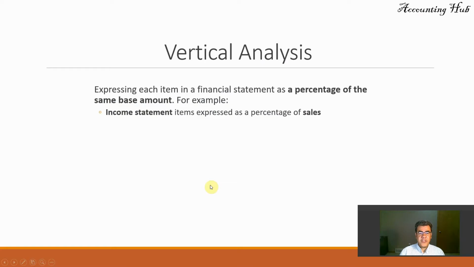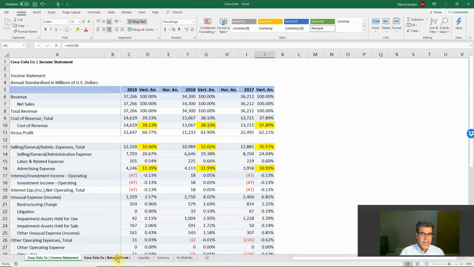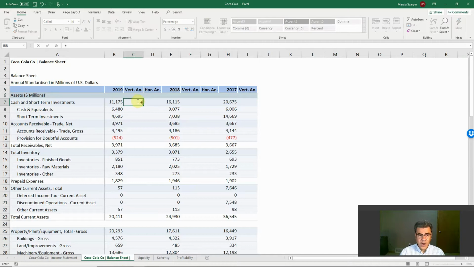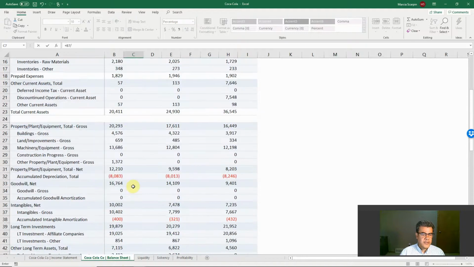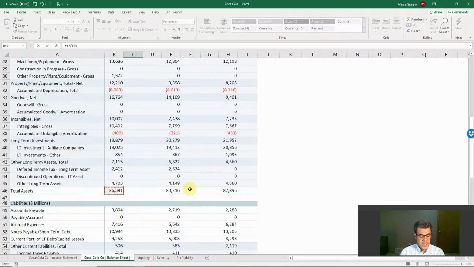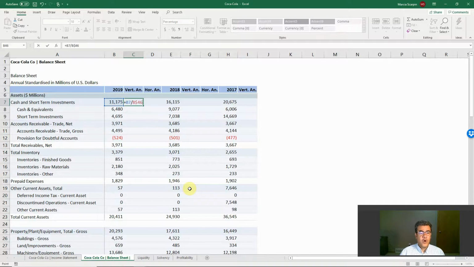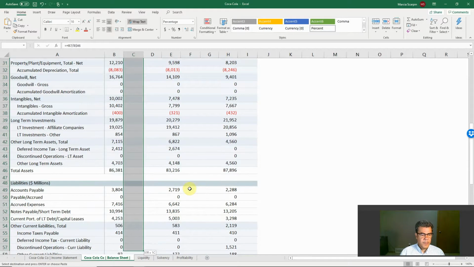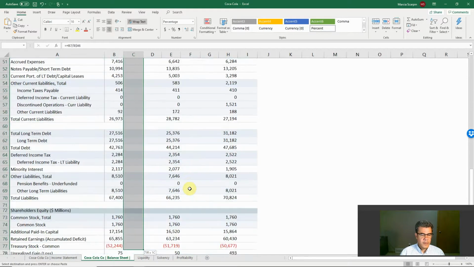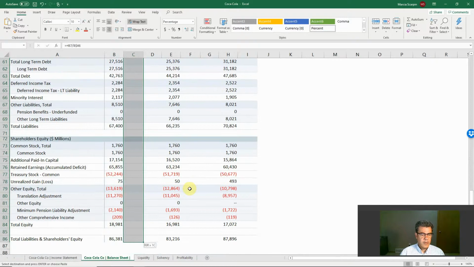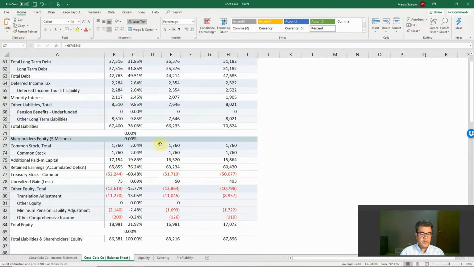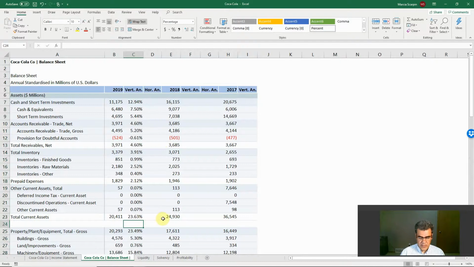What about balance sheet? Balance sheet items are expressed as a percentage of total assets. So let's go to our balance sheet here. All of our numbers based on total assets. Where are you? Total assets. Total assets here. And again, we fix the row, not the column. Okay, here, let's copy and paste. Paste our formula. And let's delete these numbers here.